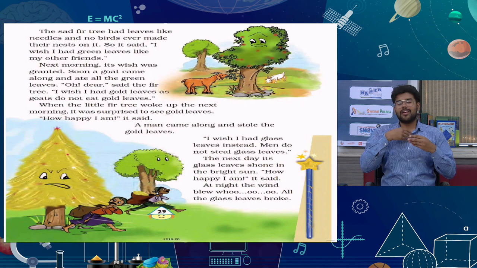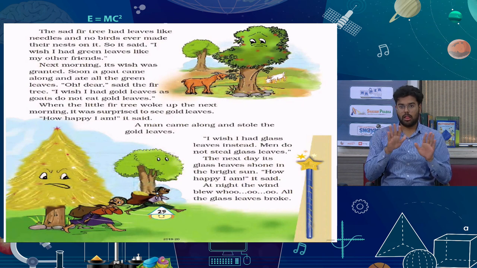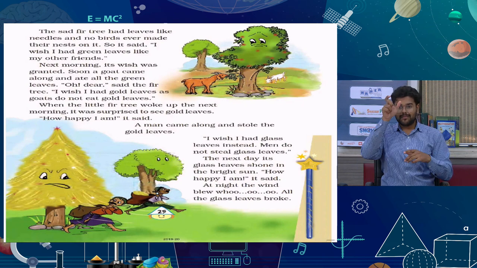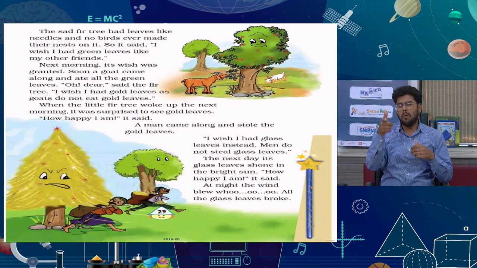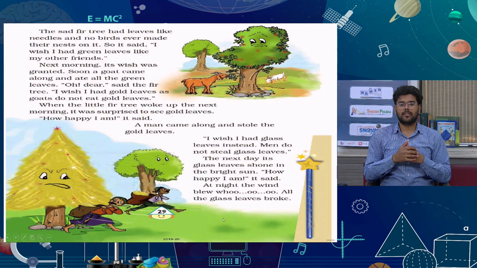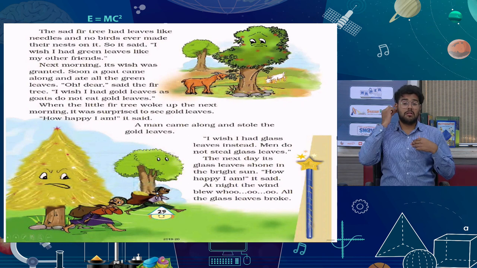But that was not the end of it. A man came along and stole the gold leaves. चोर आया और चोर आके सारे सोने के पत्ते लेके चला गया. I wish I had glass leaves instead. Men do not steal glass leaves.